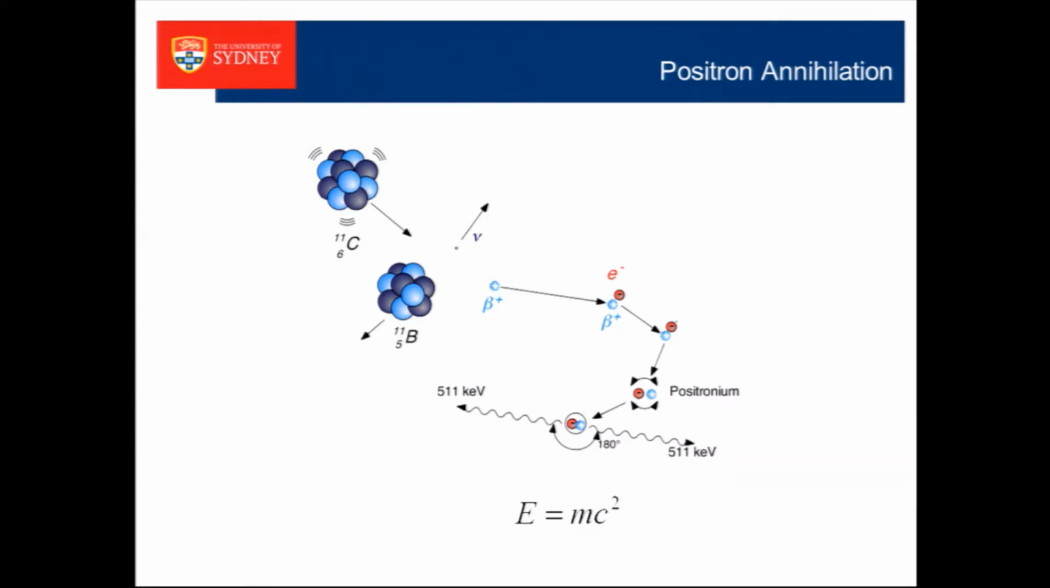The positron then travels a short distance in tissue, losing energy along the way until it encounters an electron, at which point the electron and the positron combine to form positronium, which then promptly annihilates, releasing two gamma rays in opposite directions, each with energy 511 keV. And that 511 keV is no accident. It's a product of Einstein's equation E equals mc squared, and 511 keV is the energy equivalent of the mass of an electron.